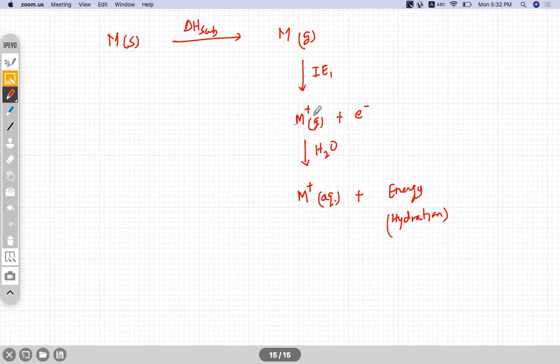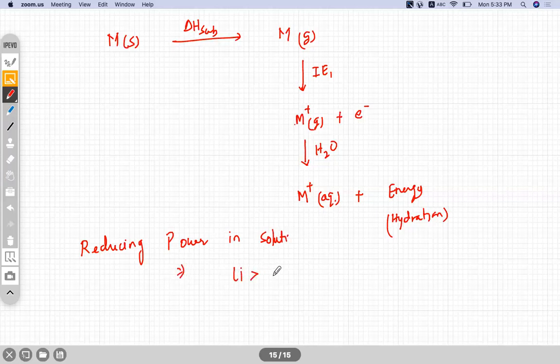So in case of solution, what happens? The order of hydration energy, we know, is maximum for Li+, and based on that, we write down the reducing nature. Li+ will have the maximum reducing nature in solution since it has the maximum hydration energy. So reducing power you write down in solution: it is maximum for Li, then Na, K, Rb, etc.